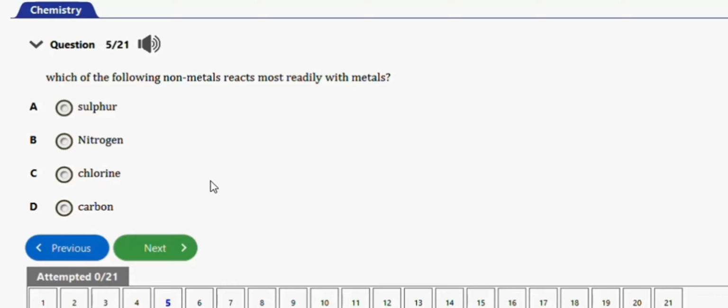Chlorine is going to require one electron to be completely filled at the outer shell. Alright, so that one electron that it requires makes it most readily reactive with metal. Alright, so the next question will be this one.